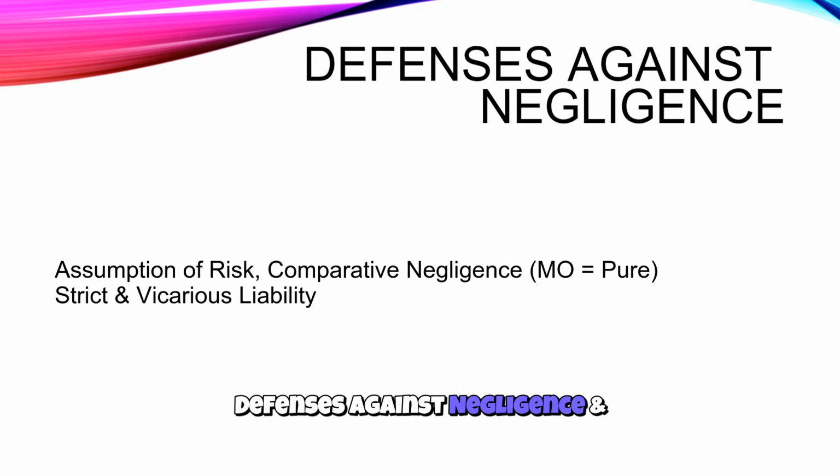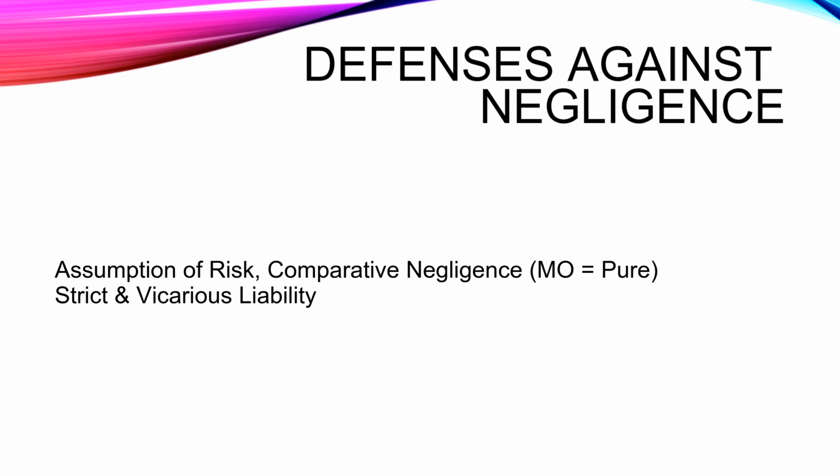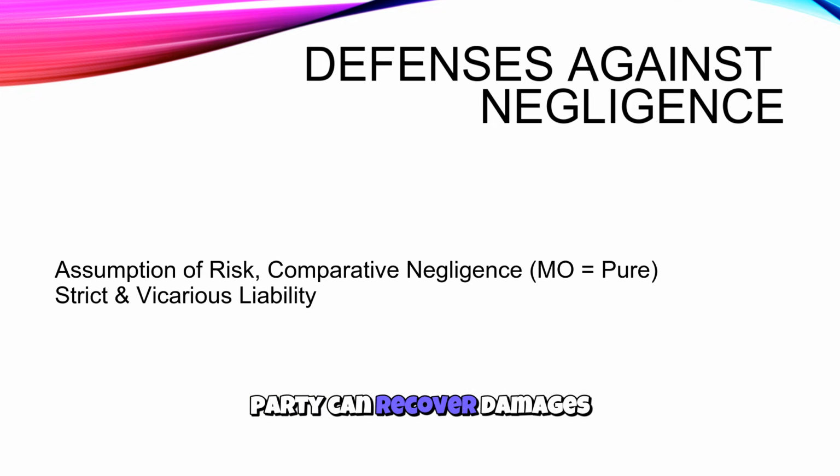Defenses against negligence and other liabilities. Common defenses include assumption of risk, the injured party knew the risk involved, and comparative negligence. Missouri is a pure comparative negligence state. This means the injured party can recover damages even if they are 99% at fault, but their award will be reduced by their percentage of fault.